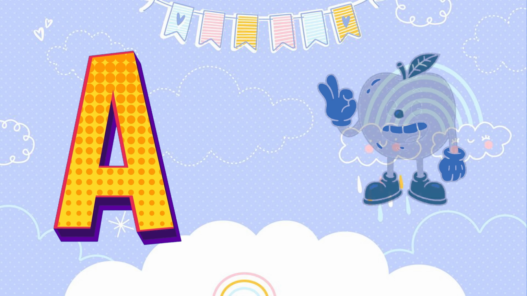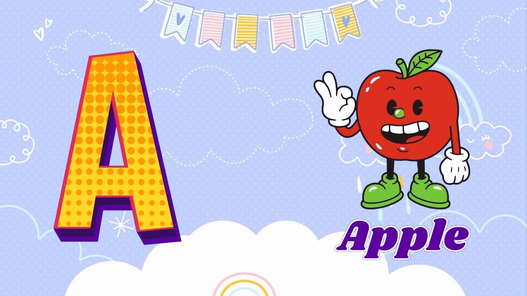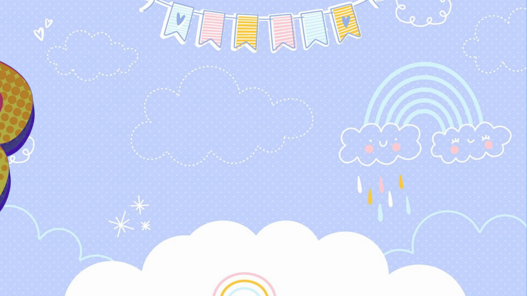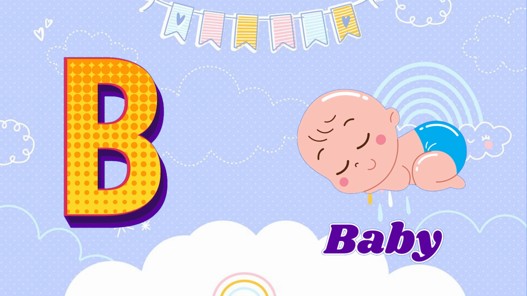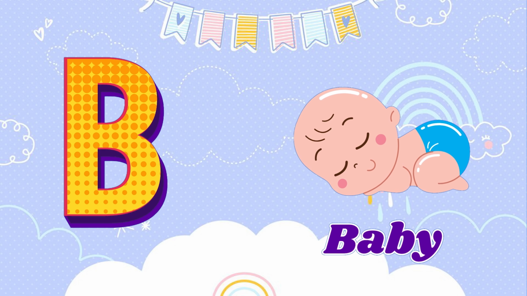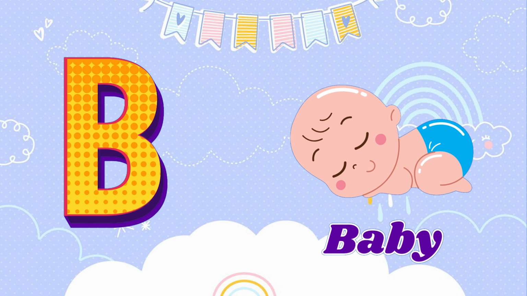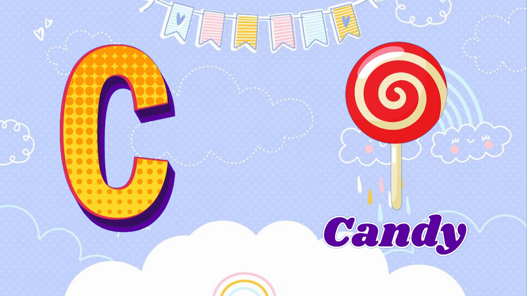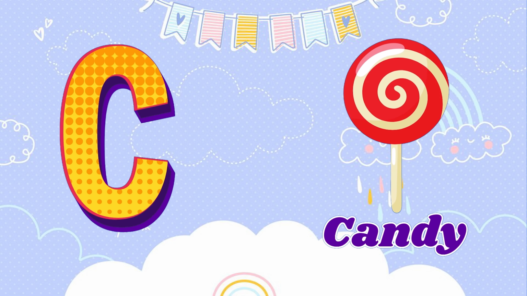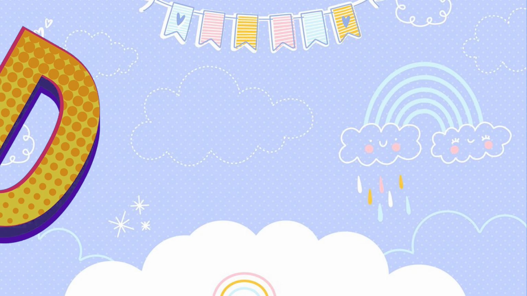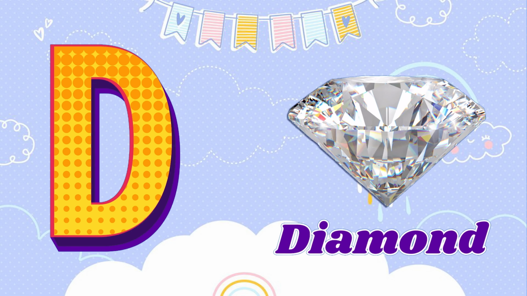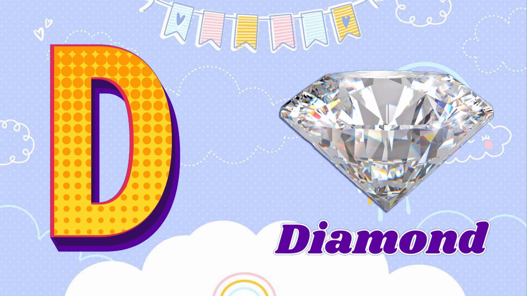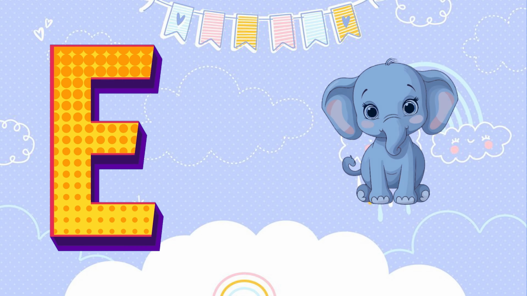A is for apple. B, baby. C is for candy, c, candy. D is for diamond, d, diamond. E is for elephant.